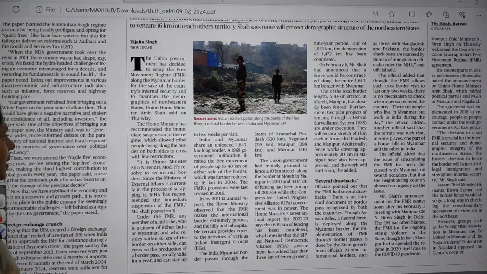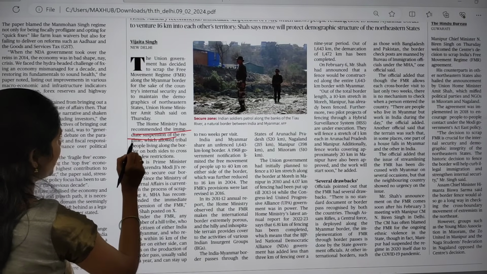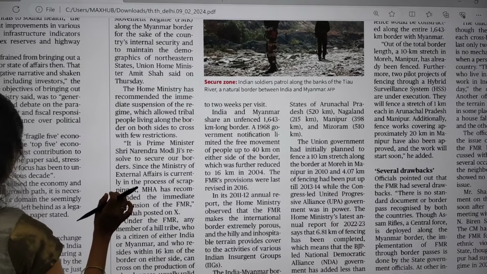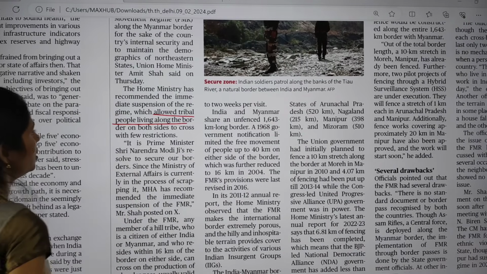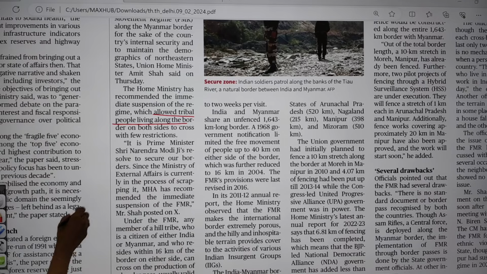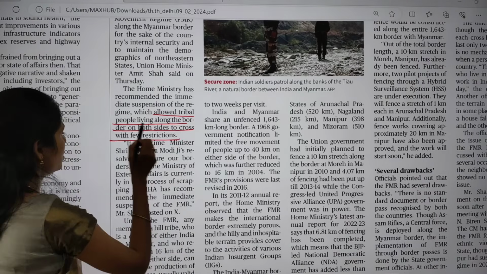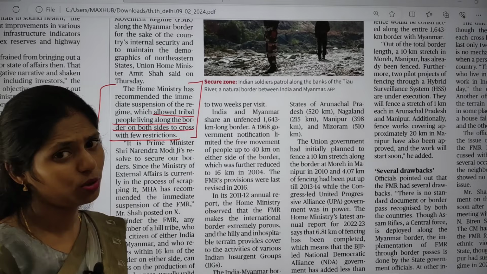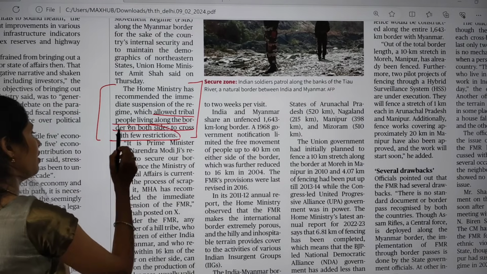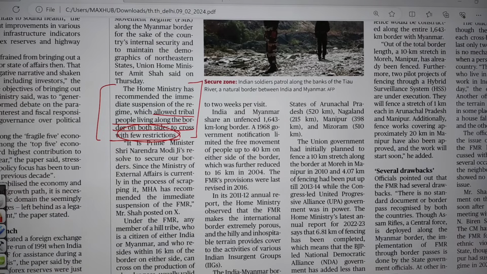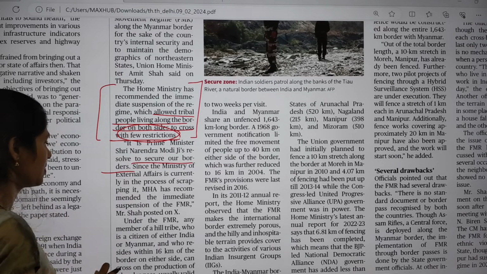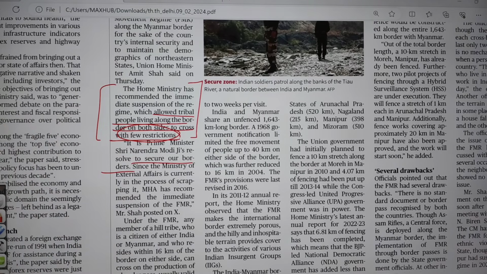Okay, so here our Home Ministry recommended immediate suspension of the regime. So why is it important? It is very important, especially for the tribal people. This allowed the tribal people along the border on both sides to cross with a few restrictions. Immediately we can go for suspension, but if the tribal people are facing this problem, they can have a few restrictions. And why are we coming up with this blocking? Because of our security concerns, to secure our borders.